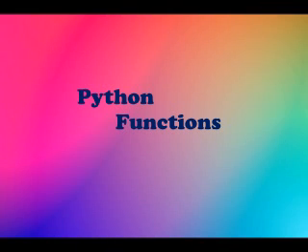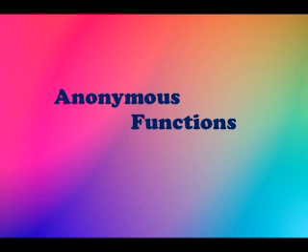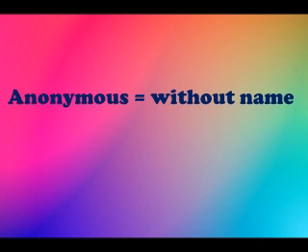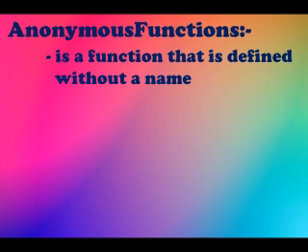Hi dear children, welcome back to this new video. In this video, we will learn about various types of functions. First, we will study about anonymous function. Anonymous means without name. Here, the definition is: an anonymous function is a function that is defined without a name.